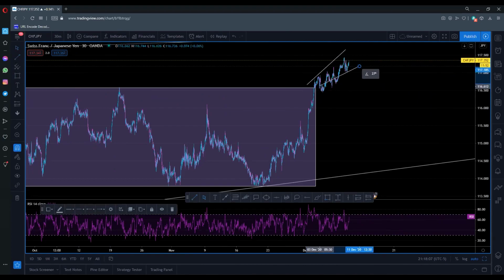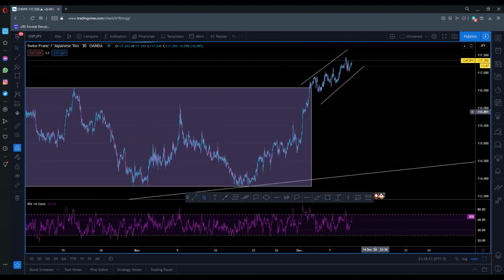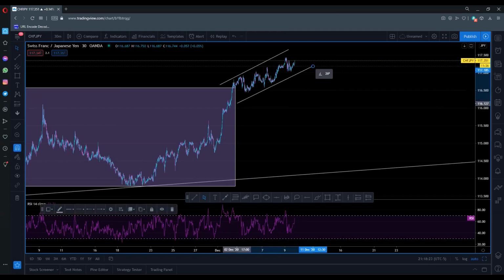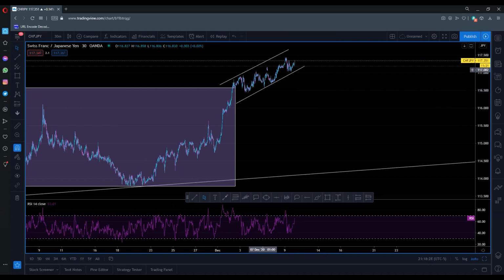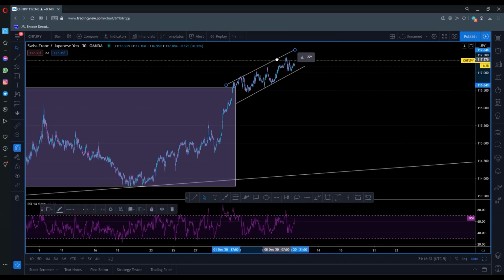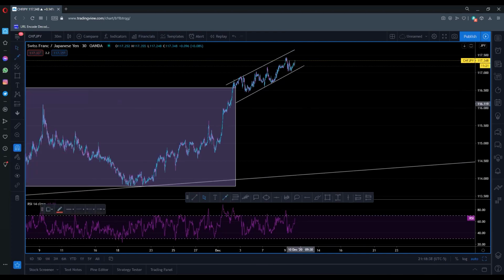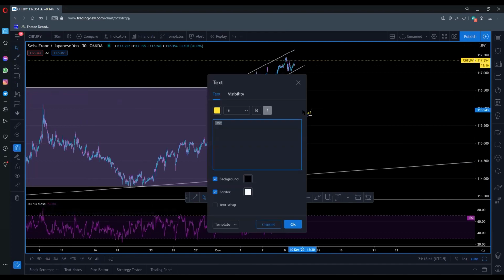A channel is formed basically when there's either an upward channel or a downward channel, and the currency pair is creating either higher highs or lower lows. In this case, this is an upward channel, and as you guys can see, it's creating a higher low, higher high consistently, right? So based on this, we can clearly say this is an upward channel. I'm going to try to label as much as I can for you guys.